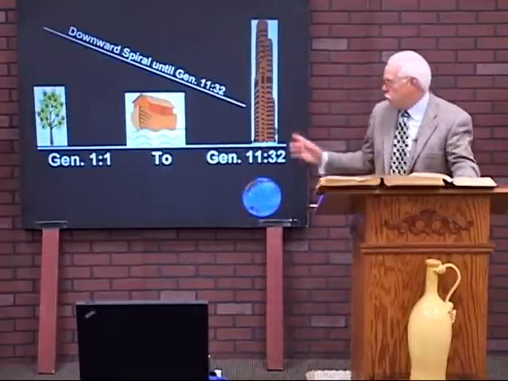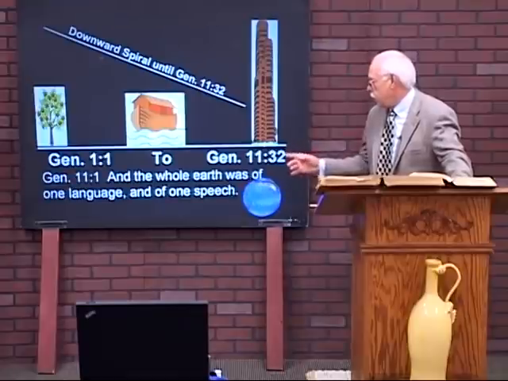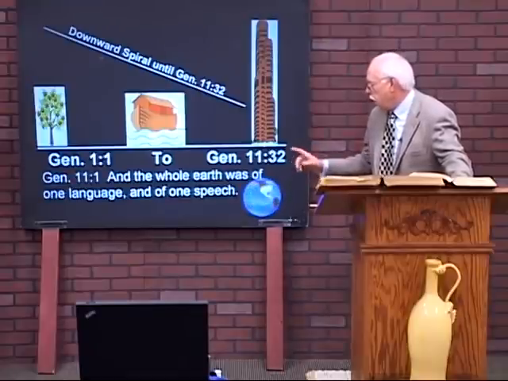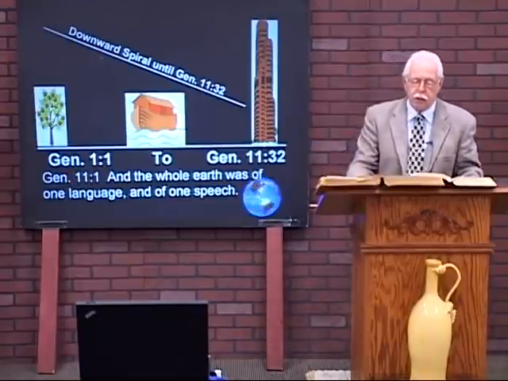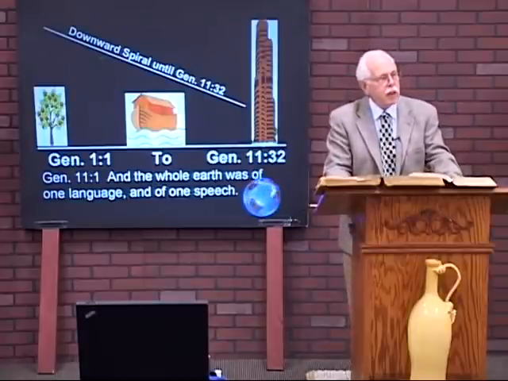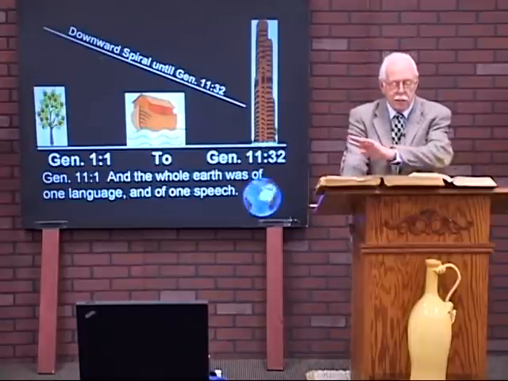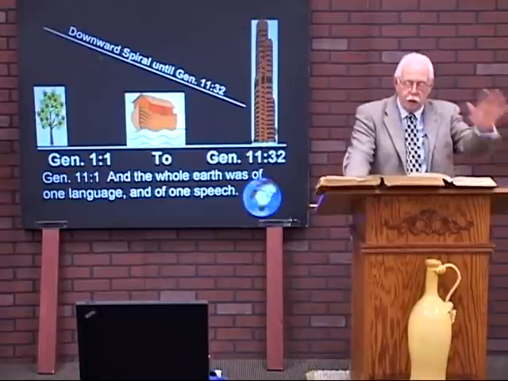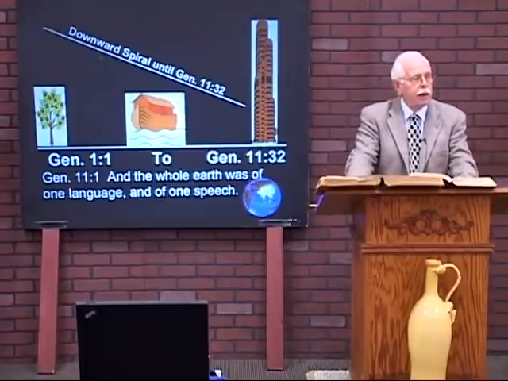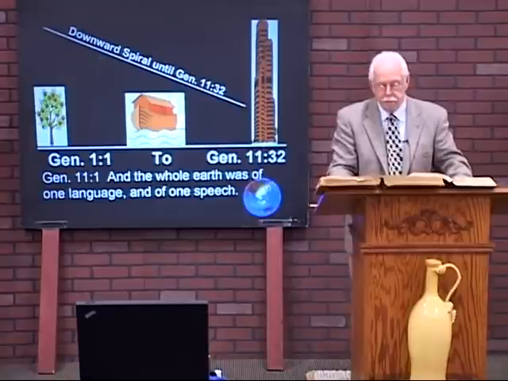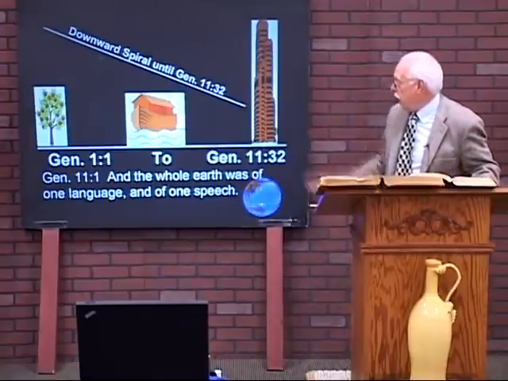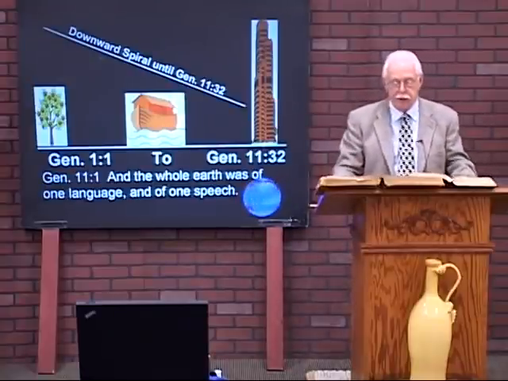So there's only one group of people in the world, and the Bible says the whole world was of one language and of one speech. And in Genesis chapter 11, God scatters them over all the world, and he confounds their language. At this juncture in the Word of God, this is the condition of the world as we get to Genesis chapter 11.